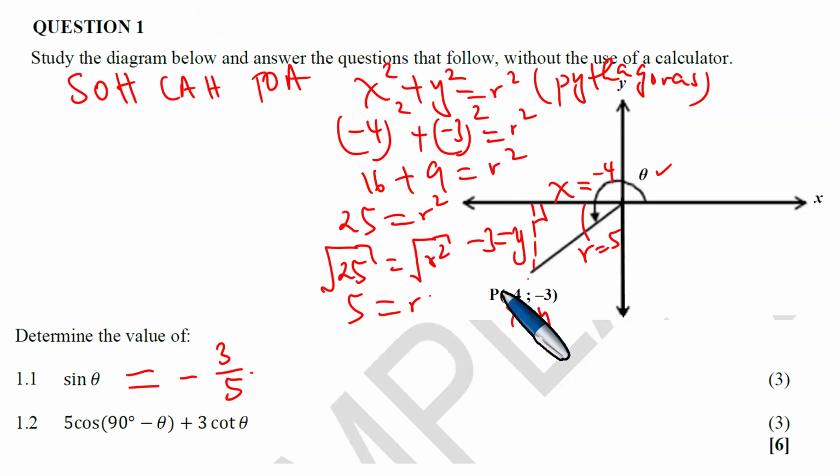So given two sides, like in this case, they gave us the point P, and this point P is part of this diagram. This point P has x and y. So we need to find x, y, and r. We got x and y, and need to find r. And to find r, we use Pythagoras theorem. And obviously we know that the sine is opposite over hypotenuse. So you deal with the sine theta, you have opposite over hypotenuse, which is minus 3 out of 5. And that is the answer.